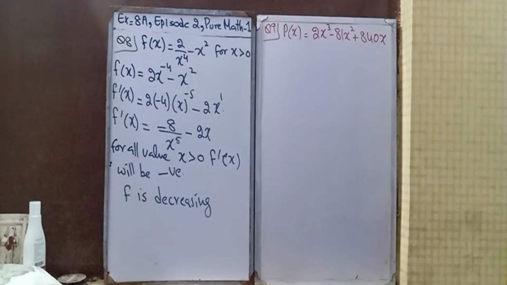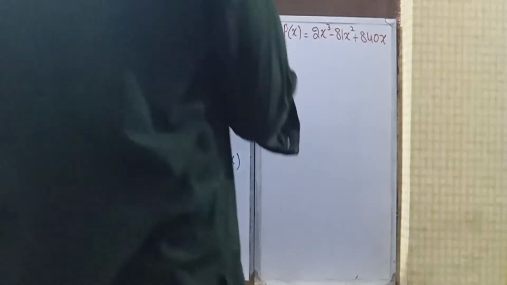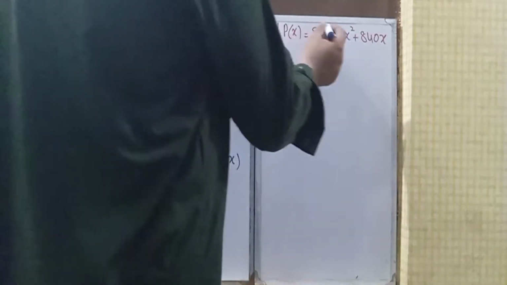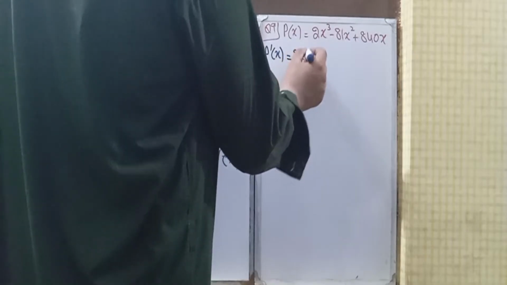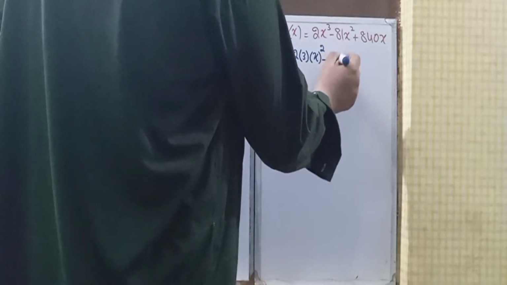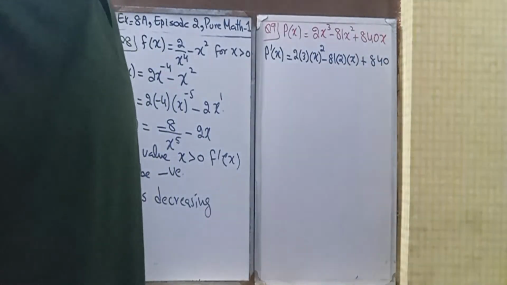First of all, I am going to find the derivative of this. This is the function which is giving us their profit, how much profit they are making. So I am going to differentiate it, the derivative of P of x. This 3 will come on the side, and the power of x will decrease by 1. This 2 will come on the side, and the power of x will decrease by 1. For 840x, its derivative is 840. You see, I am finding the derivative.